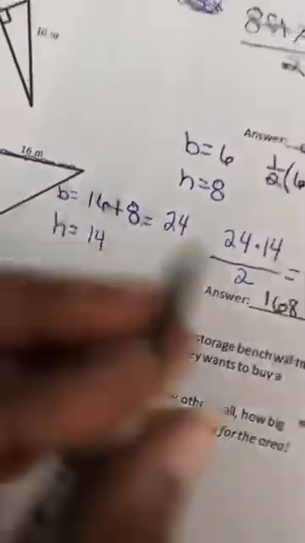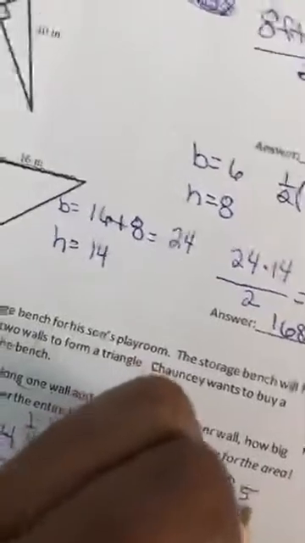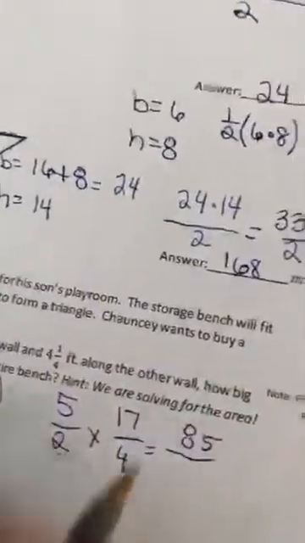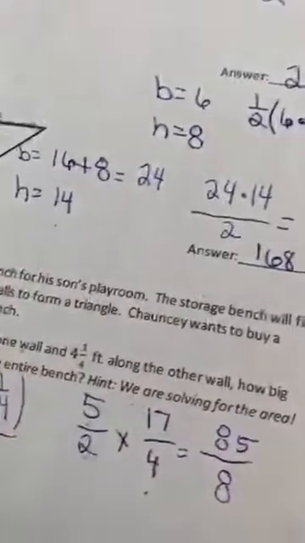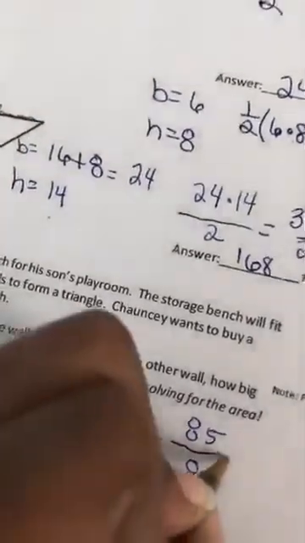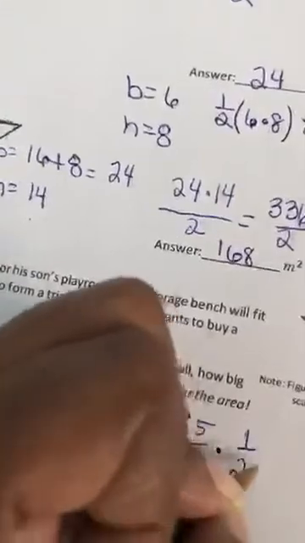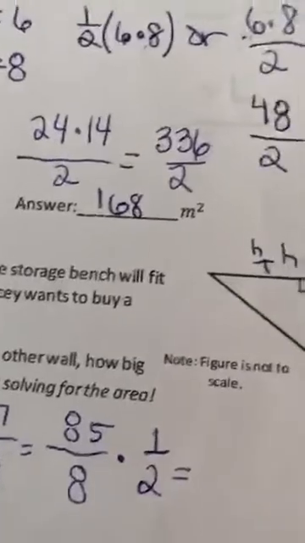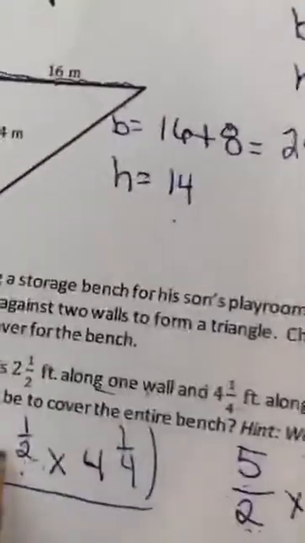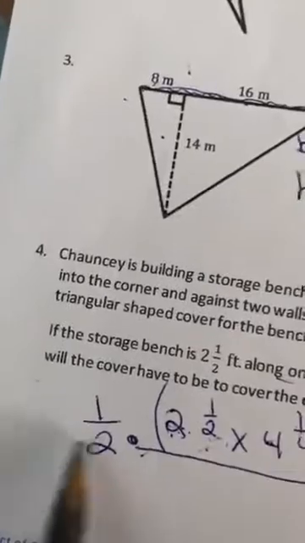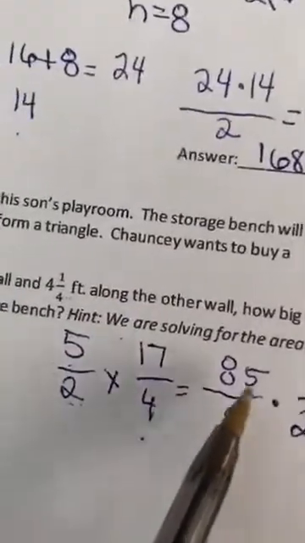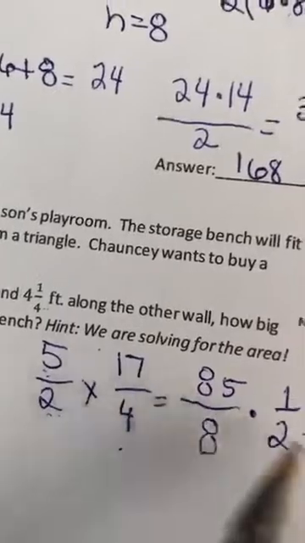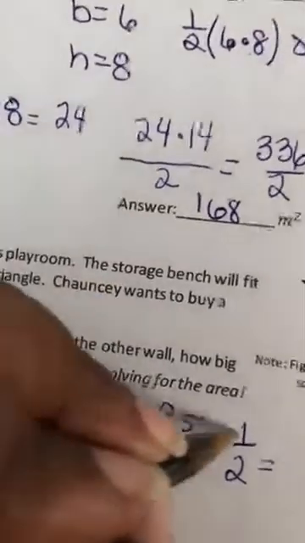So 5 times 17 is 85. And 2 times 4 is 8. Okay, so I have 85 over 8, and I have to multiply it times 1/2. All right, see that? Because you have your base times height, and then multiply it by 1/2. We multiply those together, and then we multiply it by 1/2. So 85 times 1 is 85, and 8 times 2 is 16.